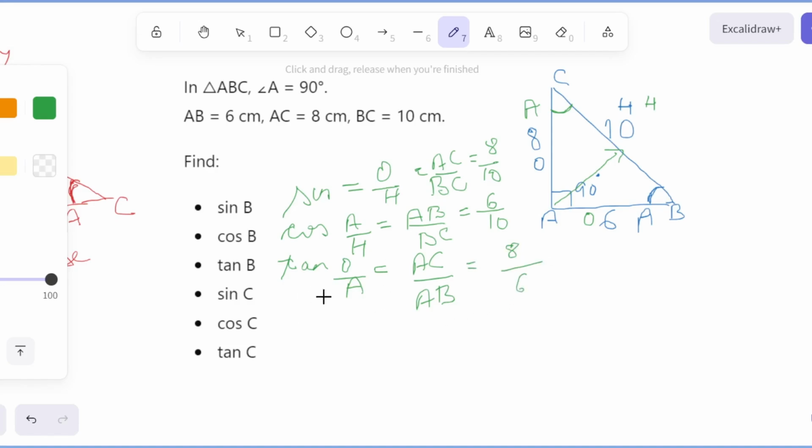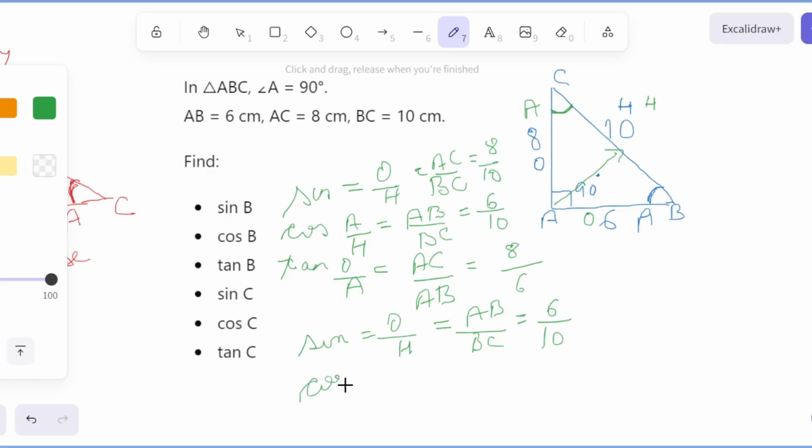Now sine C. Sine is again opposite upon hypotenuse, but this time we are considering angle C. For angle C, the opposite is AB, so AB upon hypotenuse, which is the same, BC. So the sine of C will be 6 upon 10. The sine of angle B is 8 upon 10, and the sine of angle C is 6 upon 10, because the opposites are different.